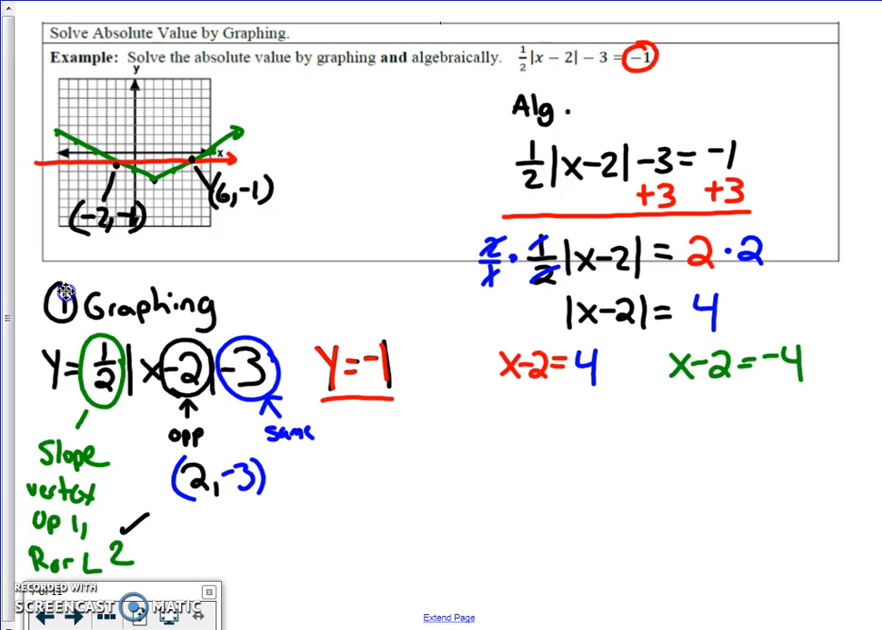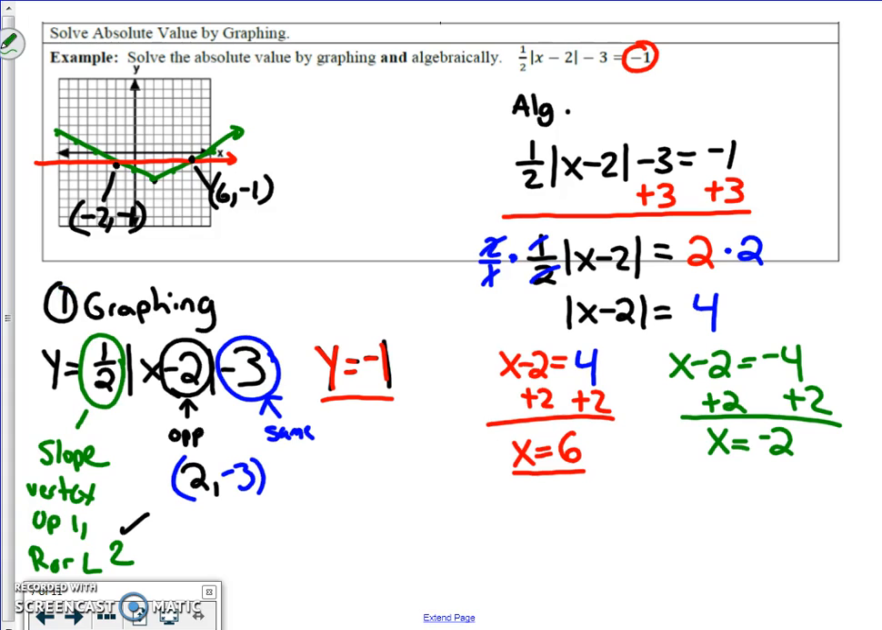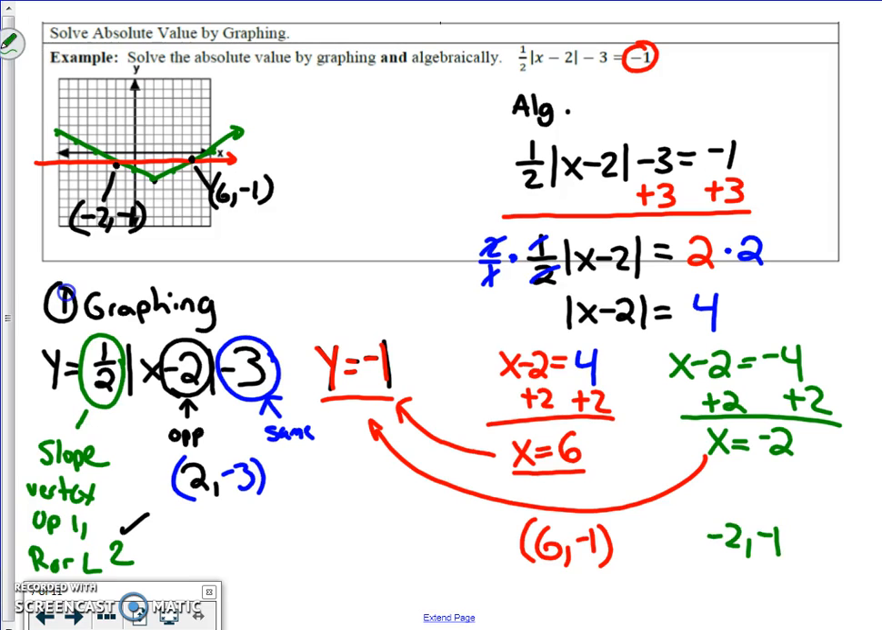At this point, it's easy to solve for x. Add 2 to both sides in both equations, and I will come out with two answers here. x is equal to 6, which is correct, and then over here, x is equal to -2. Since I know that y is equal to -1, I know I should have intersection points from these data at (6, -1) and also at (-2, -1).